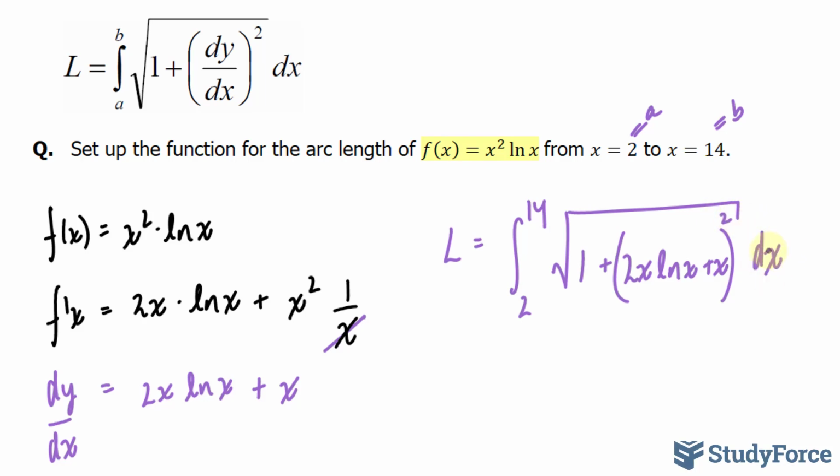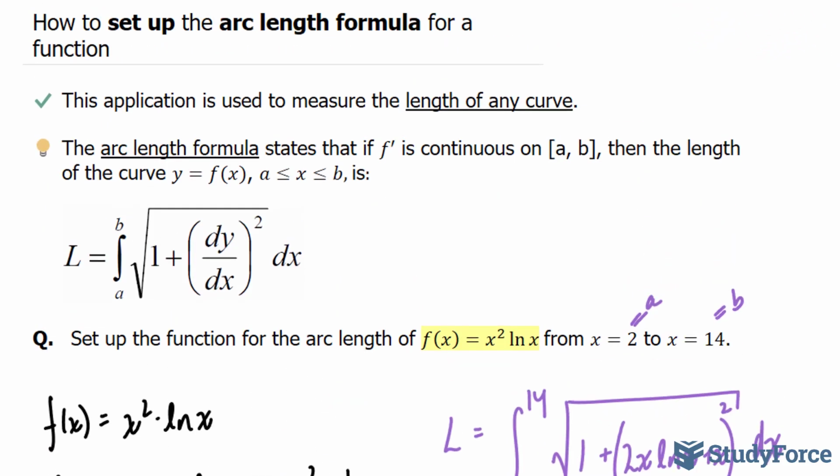Now we have to find the integral of this function. Typically, you must integrate now, but they're usually hard to integrate once you've set up the function. So from here, you either do it numerically, or some questions just ask you to set the function up, and that's exactly what we just did. So I'll leave it at that, and there you have it. That is how to set up the arc length formula for a function.